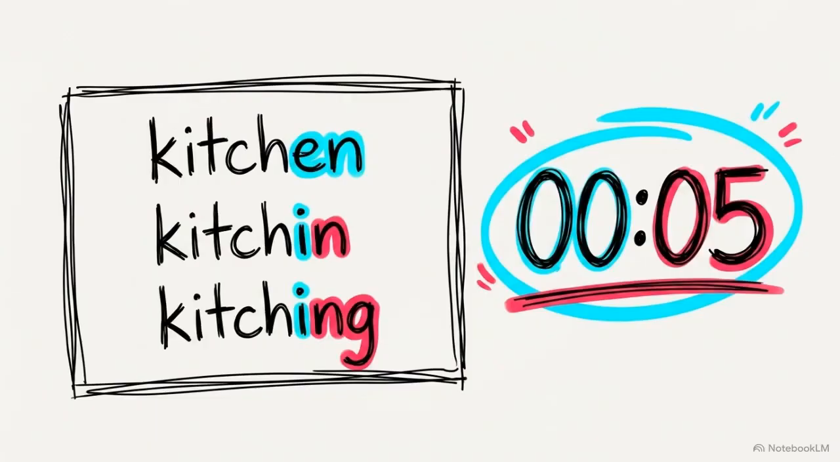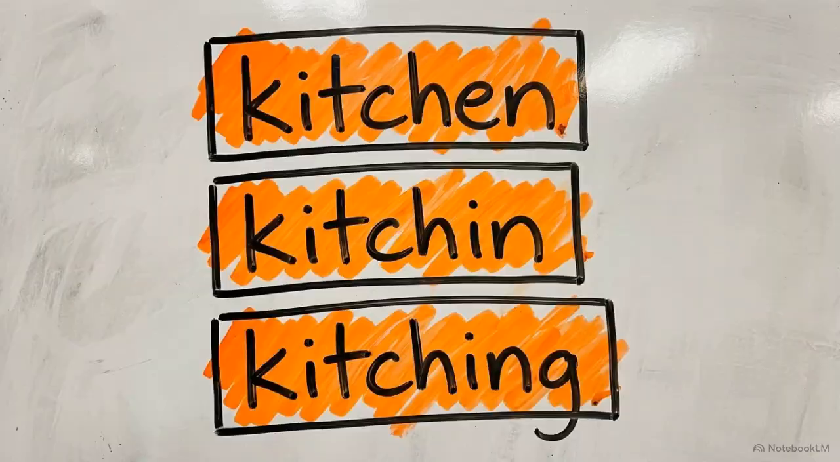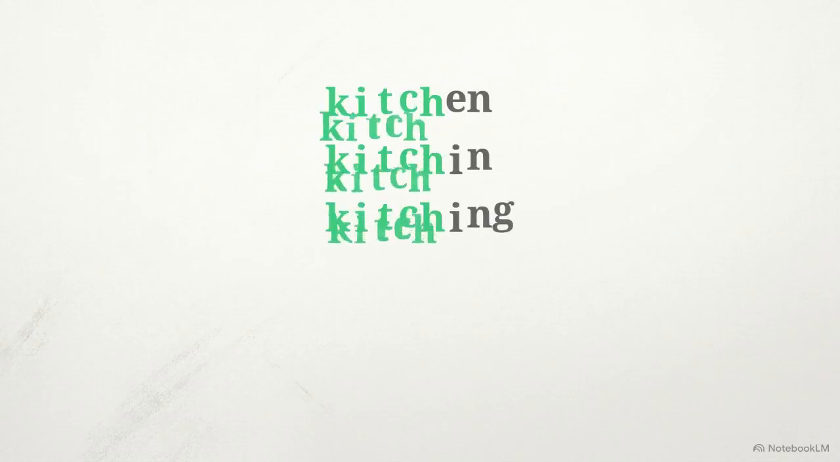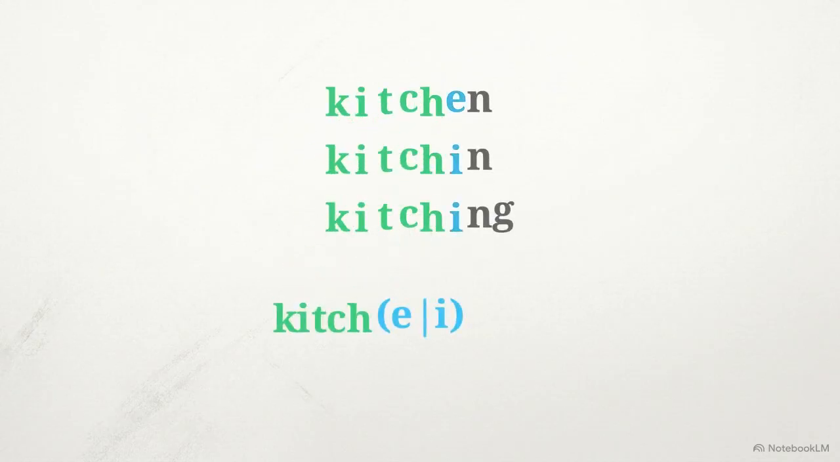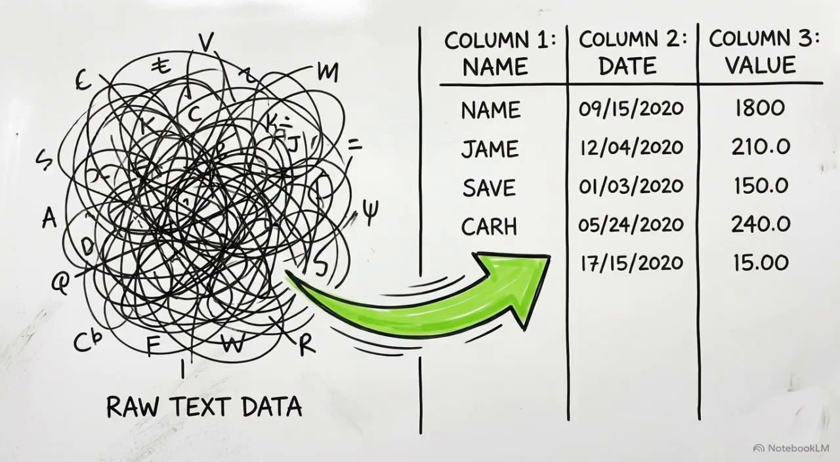Let's test this. Pause the video and write an extended regular expression that will match these 3 specific variations of the word kitchen: "kitchen" with an E, "kitchin" with an I, and "kitching" with an ing. Here is the solution. We start with the shared root "kitch". Then we use parentheses and a pipe to create an alternation, accepting either E or I as the middle vowel. Finally, we add N and apply the question mark to a grouped G, making the ending consonant optional. By deploying extended operators, you replace broad, messy searches with highly targeted extractions.